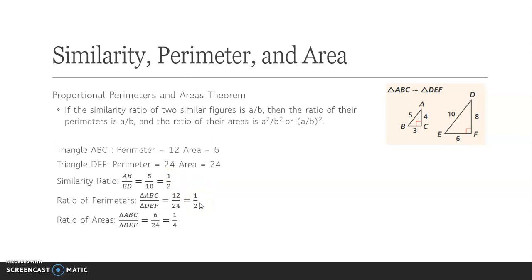Now for areas, notice the area of triangle ABC is 3 times 4 divided by 2, also known as 6. And the area for DEF is 6 times 8 divided by 2, which is 24. So if I do the ratio of the areas, 6 over 24, and I reduce that, I get 1/4, which is the same thing as 1/2 squared, because you would square the 1 and you'd square the 2 to get 1/4. So let's do an example to see how this would work.